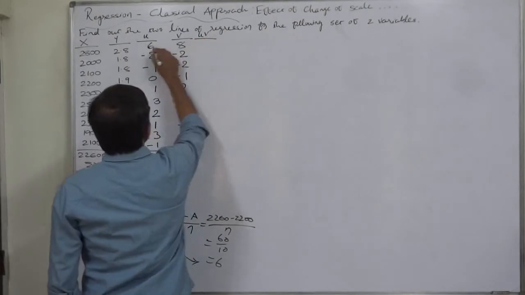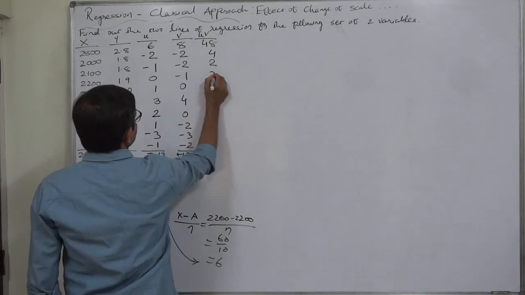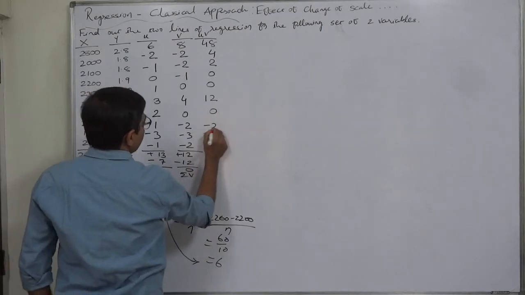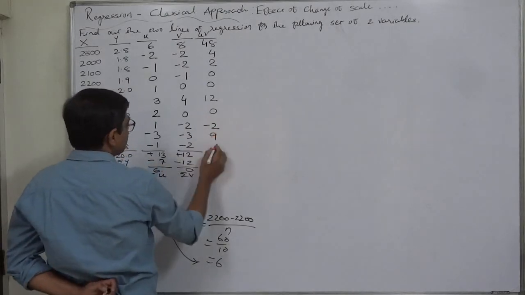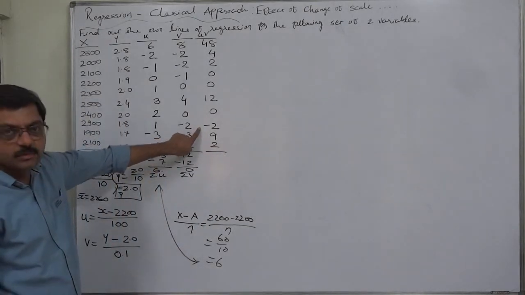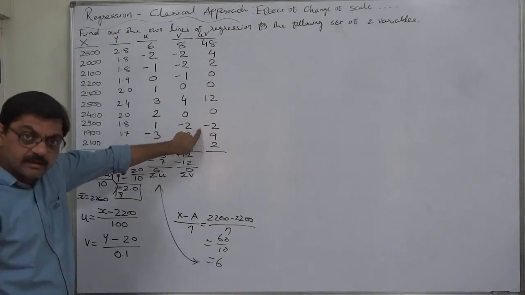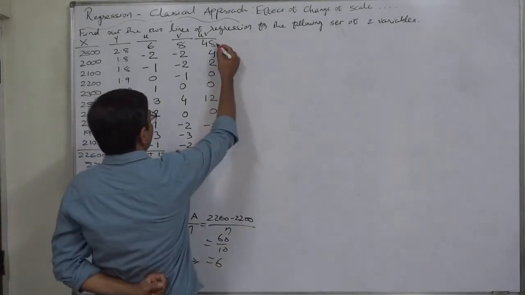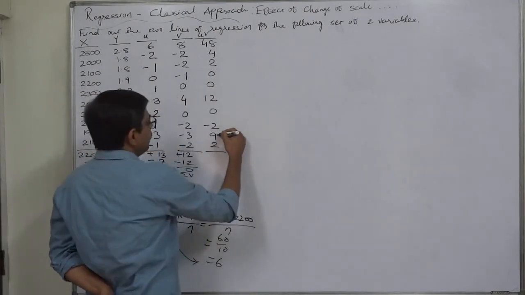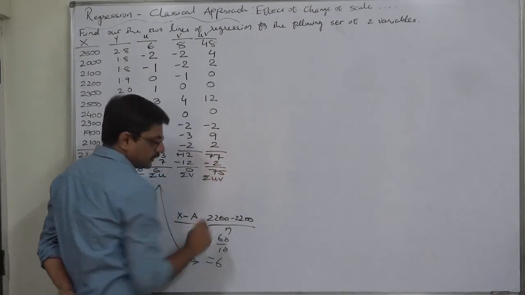UV. 6 into 8, 48, minus 2 into minus 2, 4, minus 1 into minus 2, 2, 0 into minus 1, 0, 1 into 0, 0, 3 into 4, 12, 2 into 0, 0, 1 into minus 2, minus 2, minus 3 into minus 3, 9, minus 1 into minus 2, 2. See, this is a risk point. Only one value is negative. There are chances of forgetting the negative sign. Please be careful. 48 plus 4, 52 plus 2, 54 plus 12, 66 plus 9, 75 plus 2, 77, minus 2, it is 75, sigma UV.